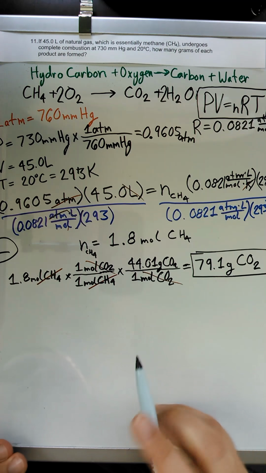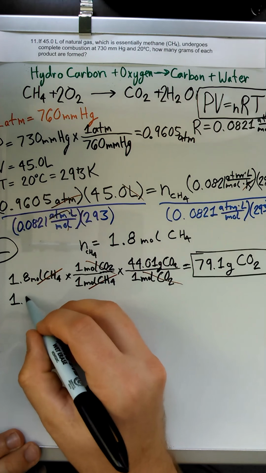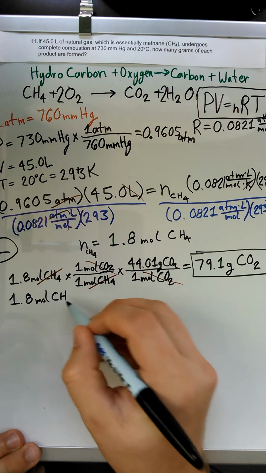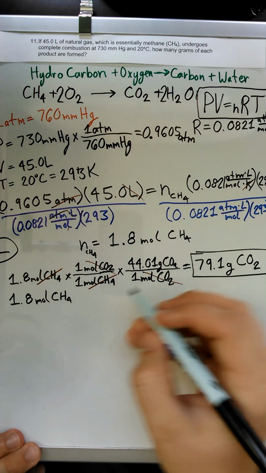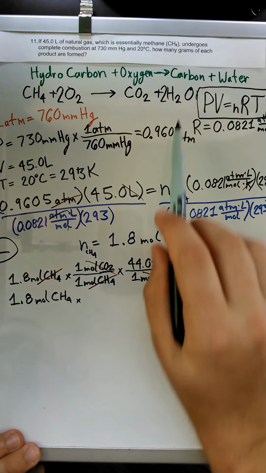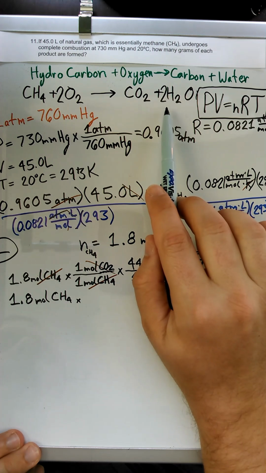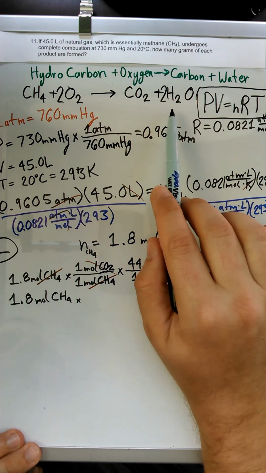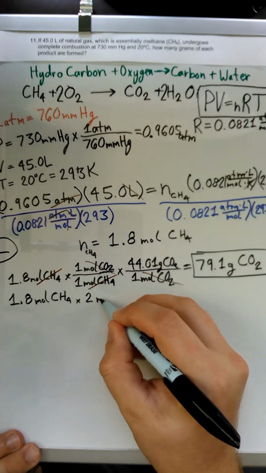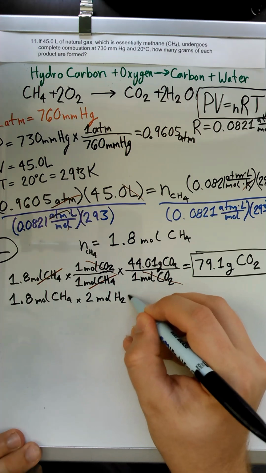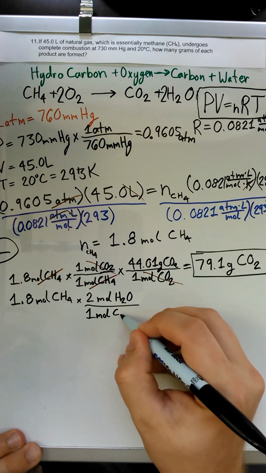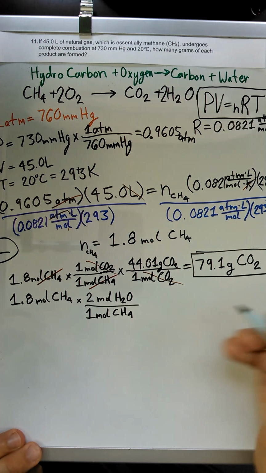We're going to repeat the same steps now for the water, the other product. So 1.8 moles of methane. Now the mole ratio is slightly different here. We're producing 2 moles of water for every 1 mole of methane consumed. So the mole ratio is 2 to 1. We have 2 moles of H2O produced for every 1 mole of CH4 consumed.